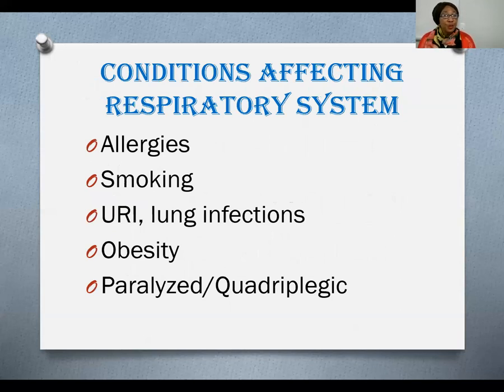Conditions that will affect the respiratory system: allergies, smoking, upper respiratory infections like lung infections, obesity. People who are overweight, sometimes it's hard for them to breathe, like even just climbing up the stairs when you are an obese person becomes so hard. By the time you reach the top of the stairs, you are huffing and puffing because of breathing problems. And people who are paralyzed or are quadriplegic, like their limbs do not work, they have respiratory system conditions that affect them.